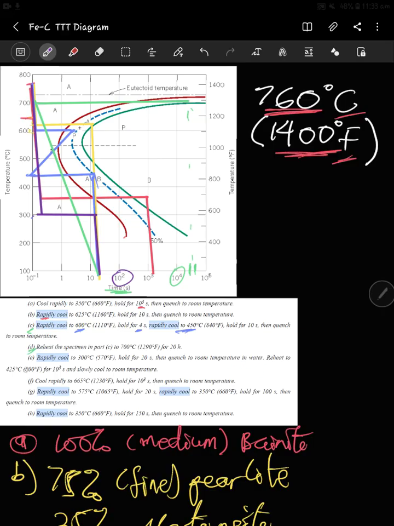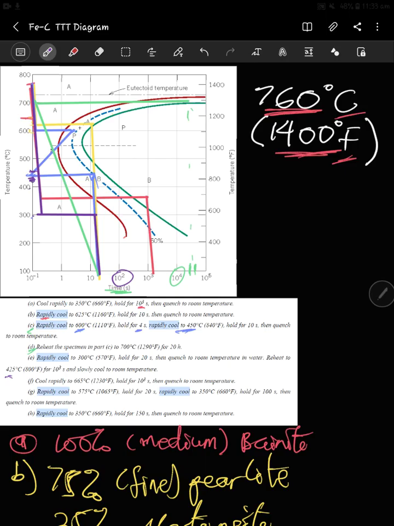And now we say we reheat to what? Remember, we've quenched, we've held, and then we are going back up in temperature because we consider time. 425: 400 is here, 450 is about here, and 425 will be about here. So from where we've ended, we reheat to 425, which is about here.